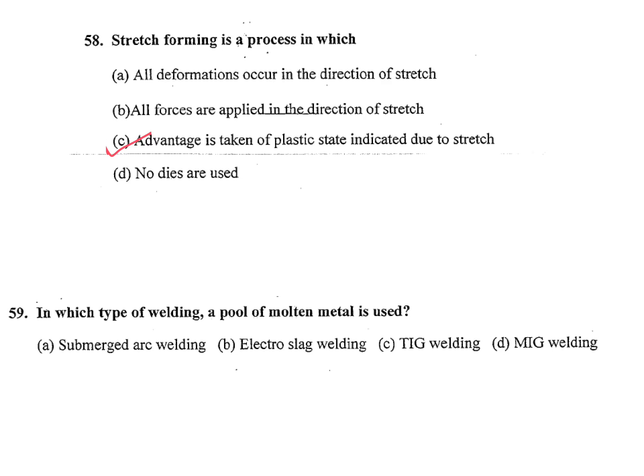In which type of welding is a pool of molten metal used? This is submerged arc welding, where there is a pool of molten metal. In electroslag welding we are also using a pool of molten metal. TIG welding and MIG welding do not use it. Here one more thing is important: in SMAW, granular flux we are using.